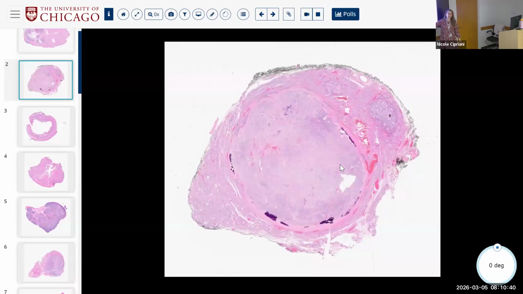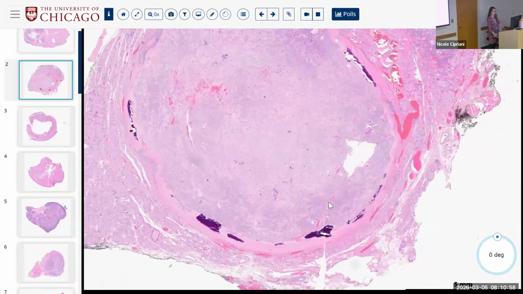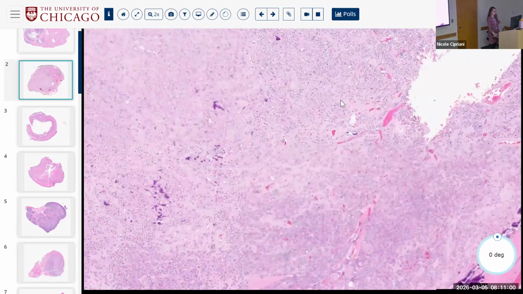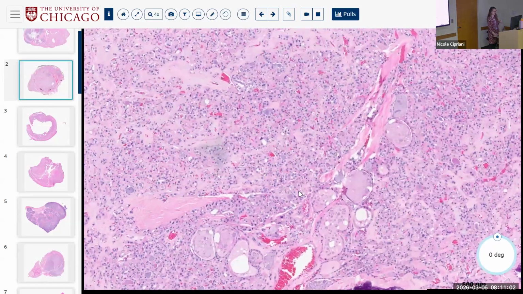And the thicker the capsule, to be honest, some people say the more you should be worried about FTC. So the thinner the capsule or the absent the capsule, usually these things are benign. The thicker the capsule, think about it, this is not 100%, this is just a rule of thumb. All right, so we have coarse eggshell calcs. We have a follicular pattern neoplasm.